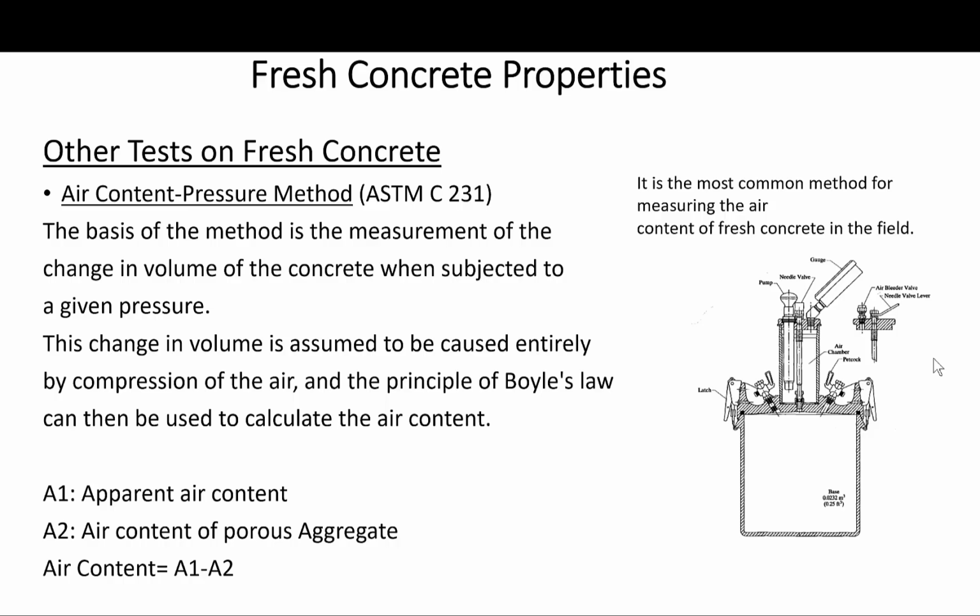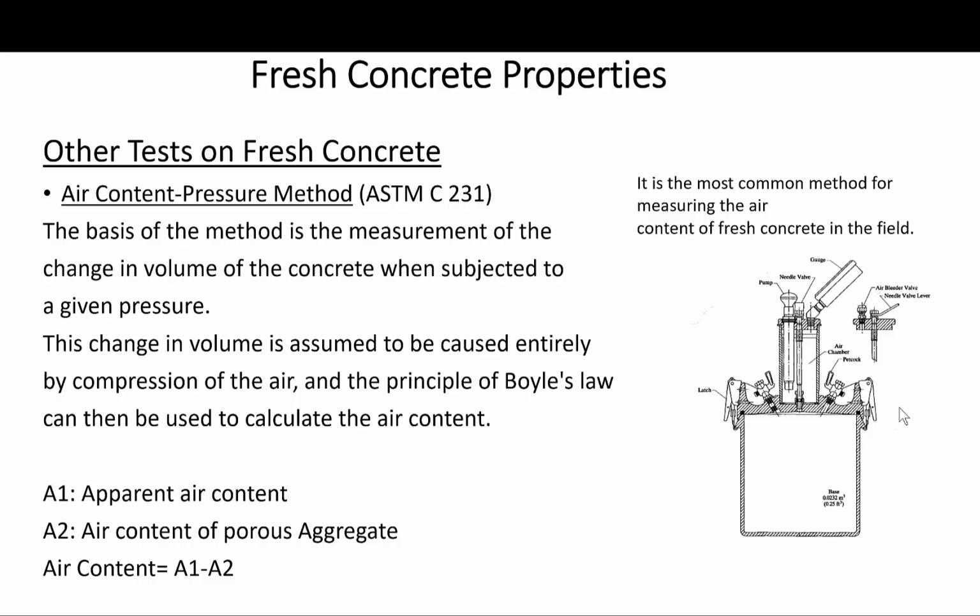The pressure is released until the air content stabilizes and the air content is read. This gives a value called the apparent air content, referred to as A1 here. Similarly, the air content of the aggregate itself, A2, is determined, basically for porous aggregate. The normal aggregate may not be really a problem, but in case of porous aggregate, we have to measure it. Then the true air content is simply the difference between the two values.